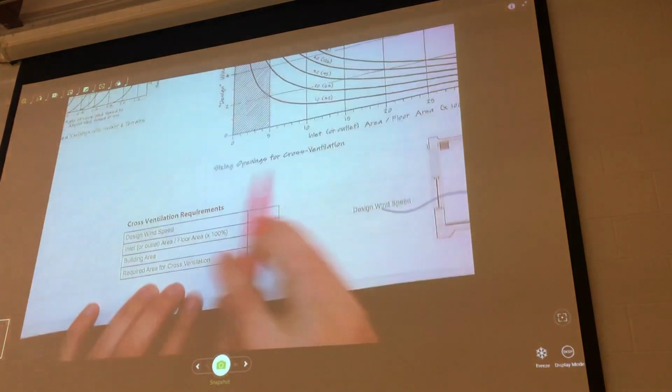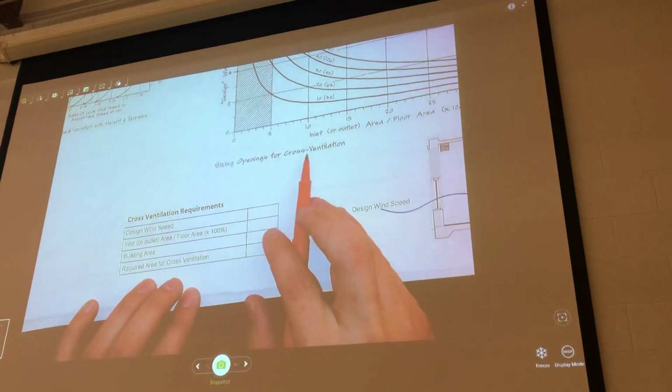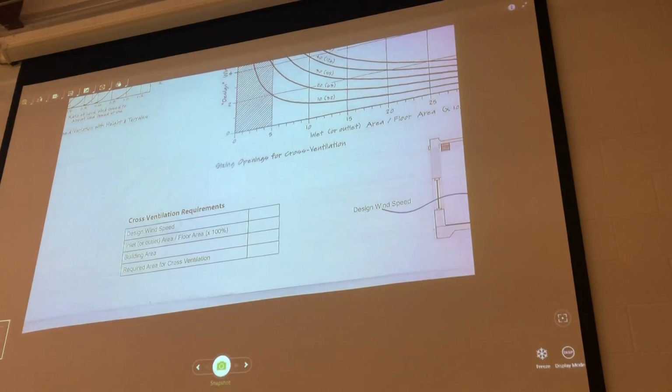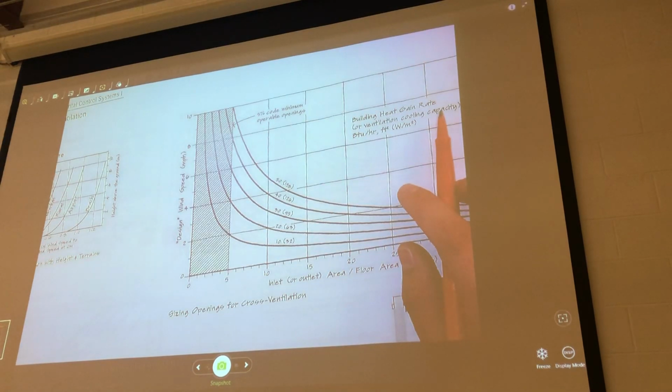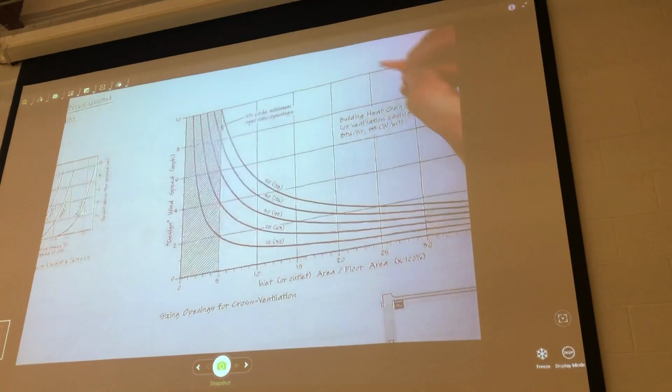All right. Next, we've got size openings for cross ventilation. For this one, we still need the same heat gain rates that we already have figured out, so our 14 BTUs.